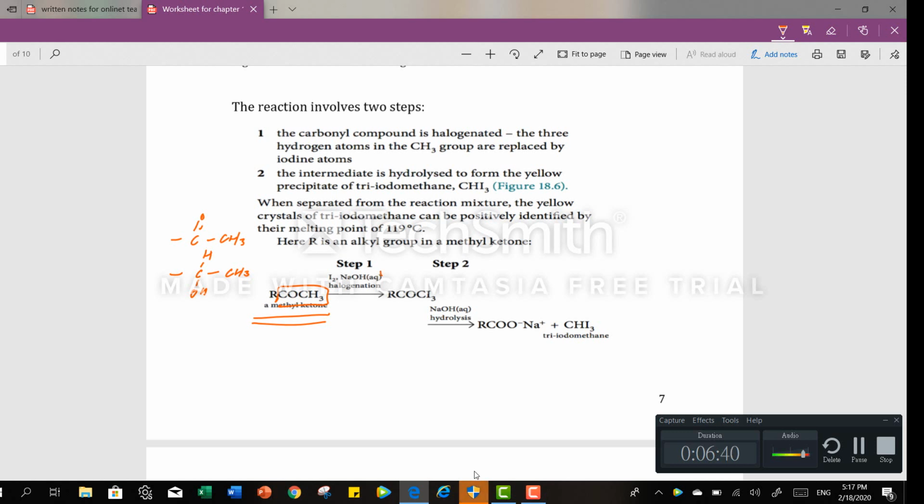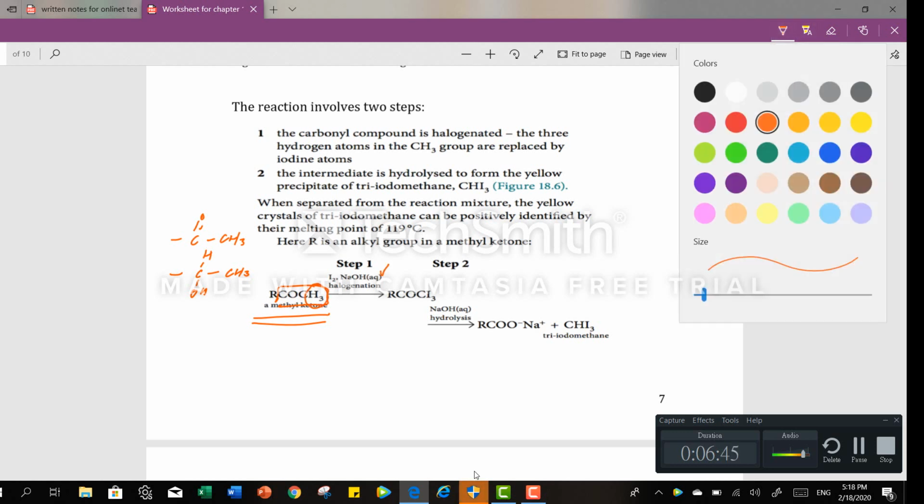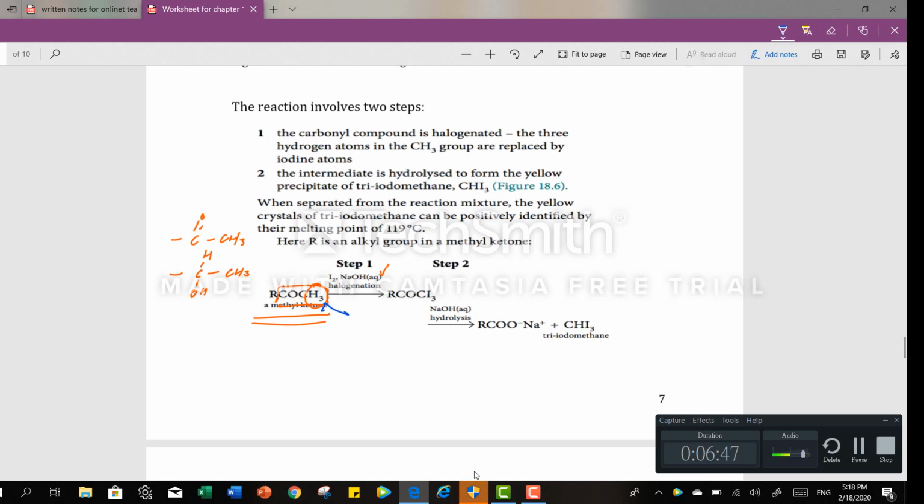With the presence of iodine in alkaline medium, these 3 hydrogen will be substituted. This free hydrogen will be substituted by iodine. Can you see that? And then this one will undergo hydrolysis in alkaline medium. Same as Tollens' reagent and Fehling's solution, the carboxylate ion will be formed. But the one that gives the yellow precipitate is this one, triiodomethane. Triiodomethane, remember.